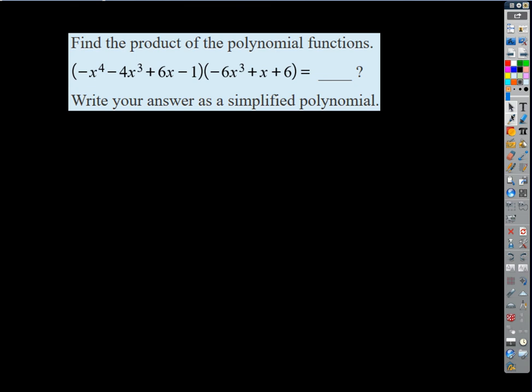So let's do that. Let's distribute from the trinomial over the larger polynomial with 4 terms, right? So we'll distribute the negative 6x cubed. That's the first thing we're going to do.